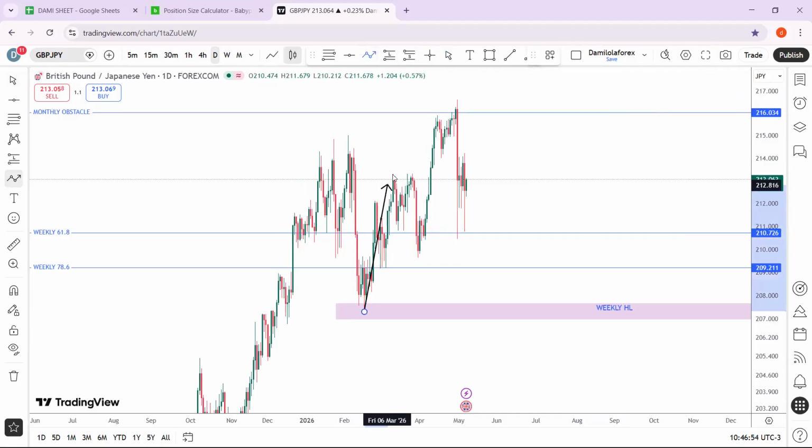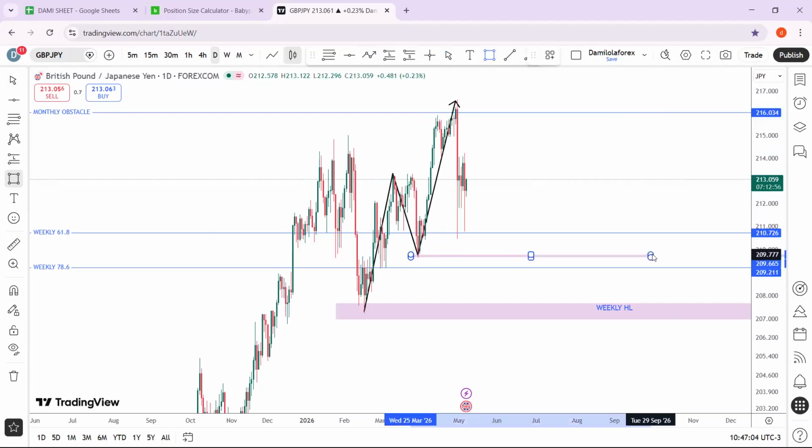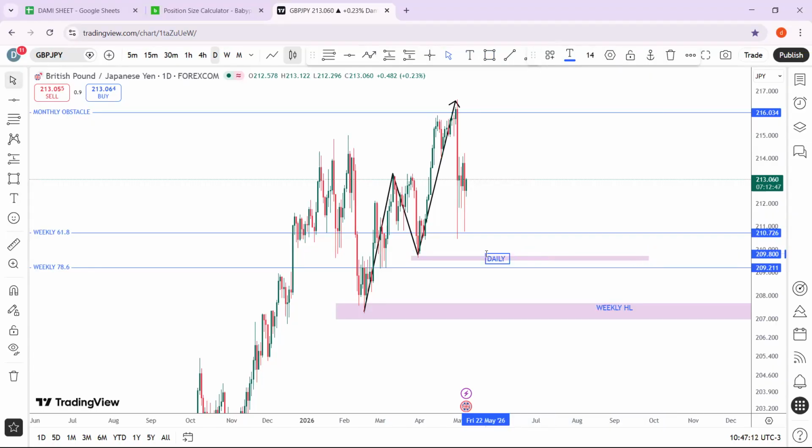Okay, so from here, we saw price make all of this move, push, exhaustion and push again. Okay, so this level right now becomes the daily higher low point. Remember, on each time frame, we're identifying the higher low points. Okay, so this is now the daily higher low.